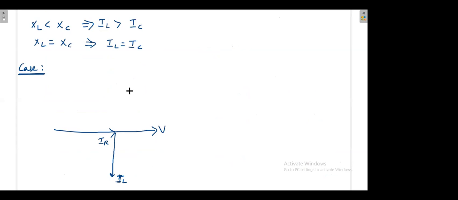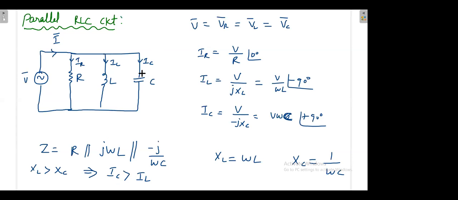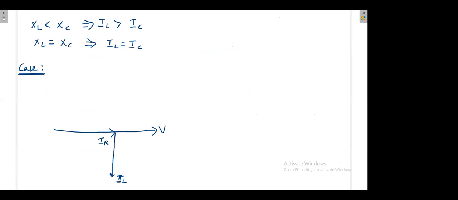Now if you concentrate on the capacitor, V is already there directly. Now IC is coming. Which one will lead? IC will lead. So my IC will lead the voltage. That's why this is IC.